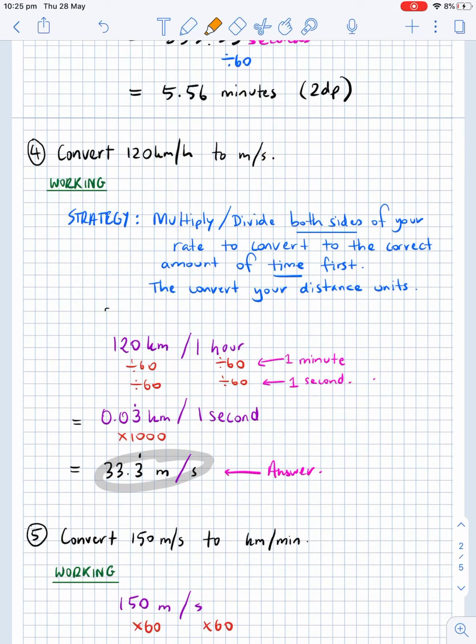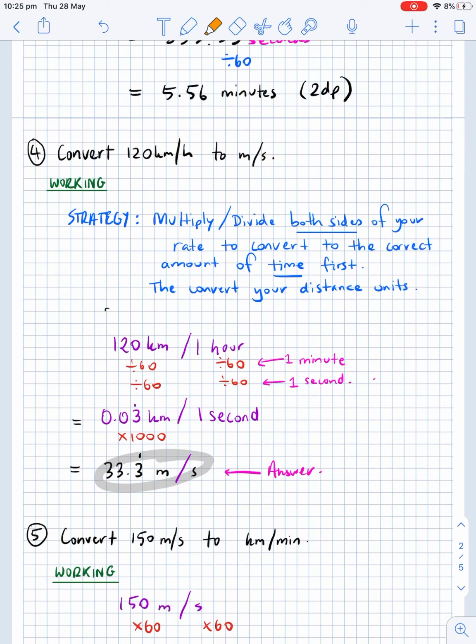And notice the units doesn't change. We're still in kilometers. But we have got now 1 second, which is exactly what we wanted. We wanted this 1 second here. So now we've got to think to ourselves, we've got this many kilometers. We want meters instead. So the way to do that, to convert from kilometers to meters, is we're going to multiply by 1,000, and we get 33.3 repeater meters per second. So if you're going 120 kilometers per hour, you're roughly going about 33 meters every single second in the car.